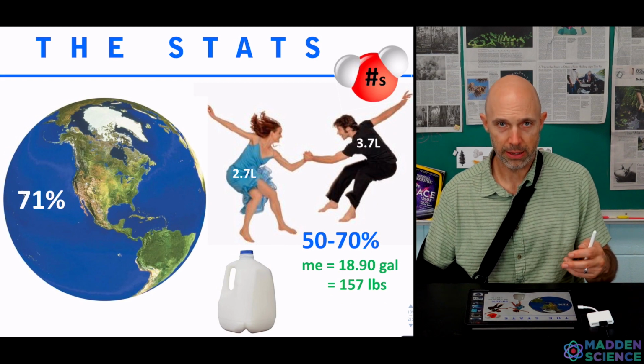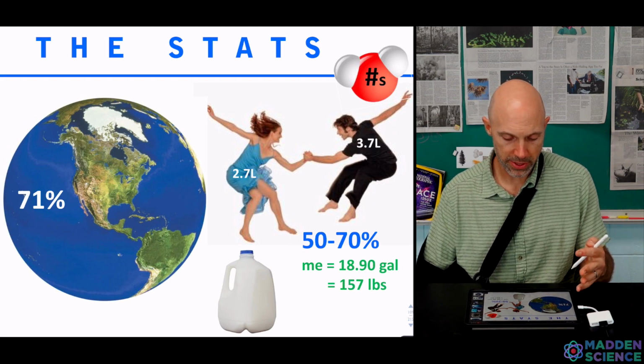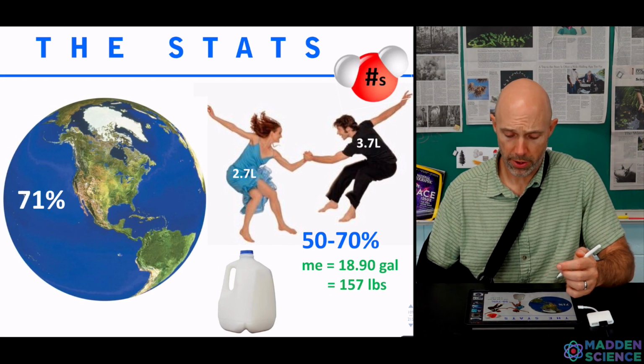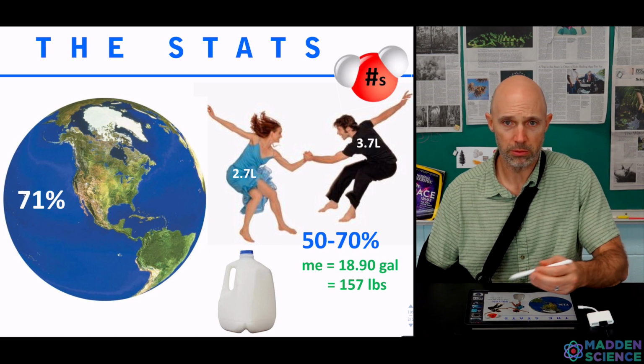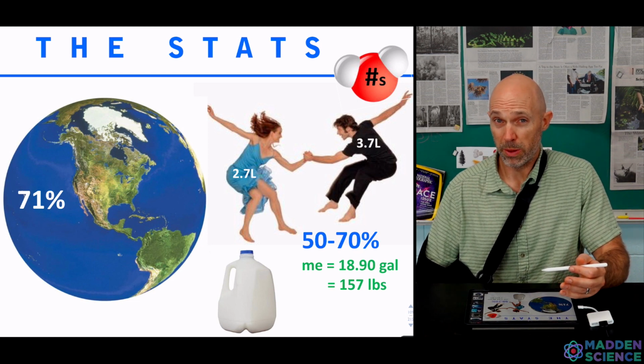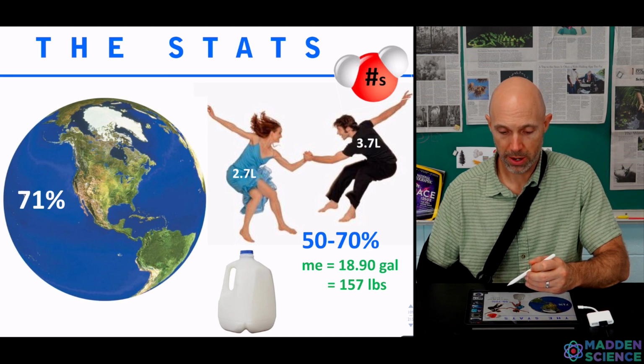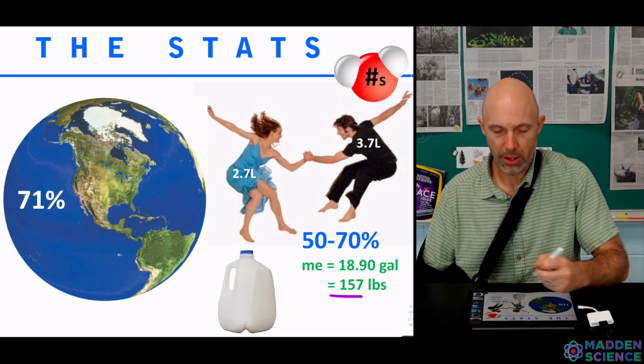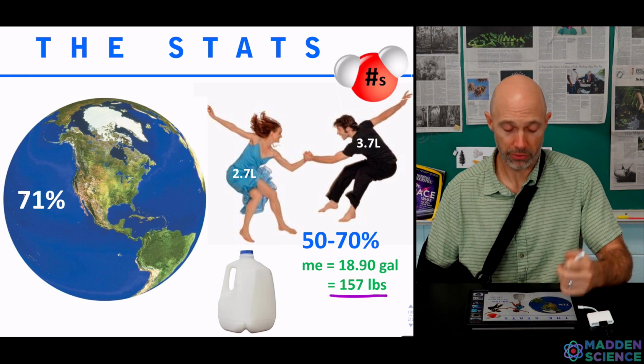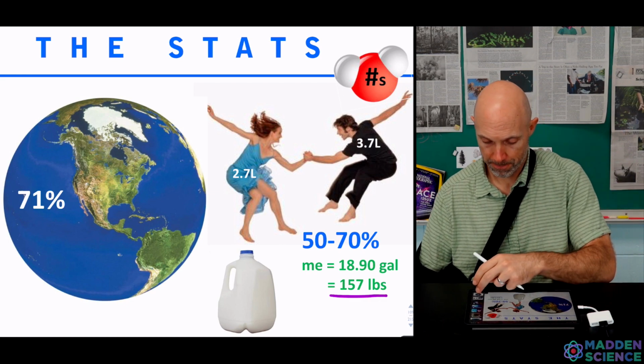For some stats, the planet is about 70% or 71% water. A typical male might have around 3.7 liters, 50 to 70% water. For me, I've got 18.9 gallons of water and about 157 pounds of water just in me.